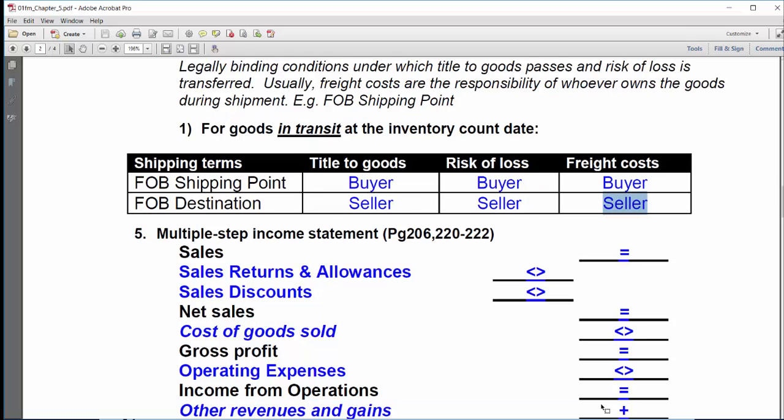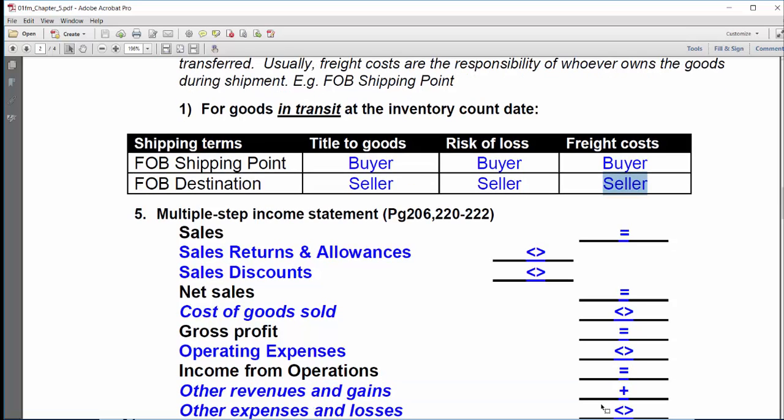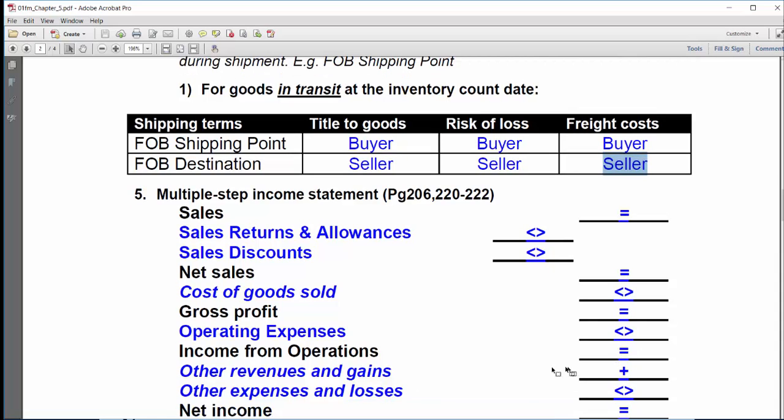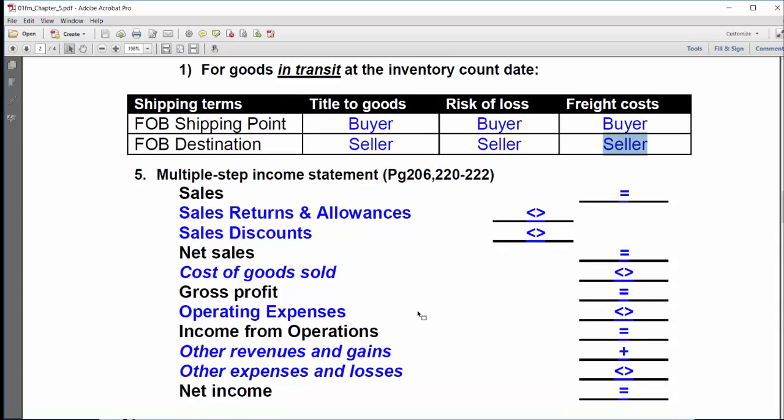Then we have some specialized accounts that belong in other revenues and gains and other expenses and losses. Prime among these would be anything beginning with the word interest, interest revenue or interest expense, which belong under other revenues and gains or other expenses and losses. And then also anything that begins with the word gain or loss. Those belong in other revenues and gains, other expenses and losses. Finally, we add the other revenues and gains, subtract the other expenses and losses, and we get net income. You'll have a quiz over this, although you'll need the dollar signs and the titles at the top and the computations and details under the other revenues and gains, other expenses and losses section.